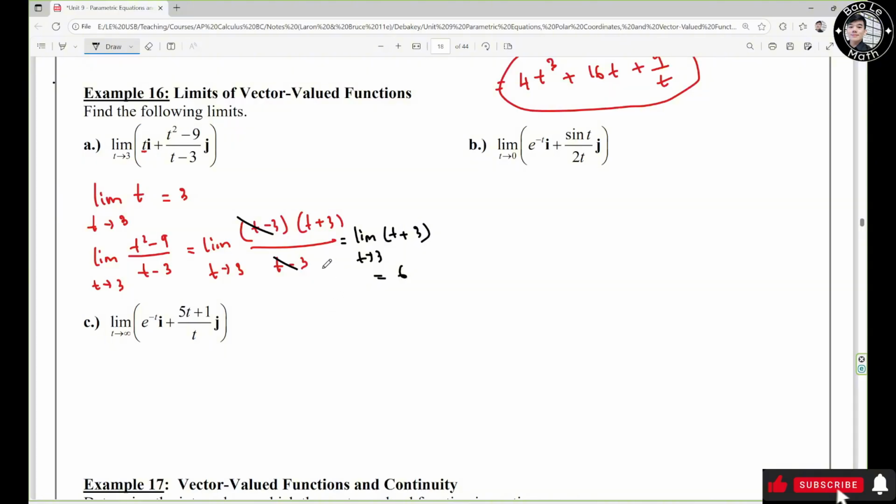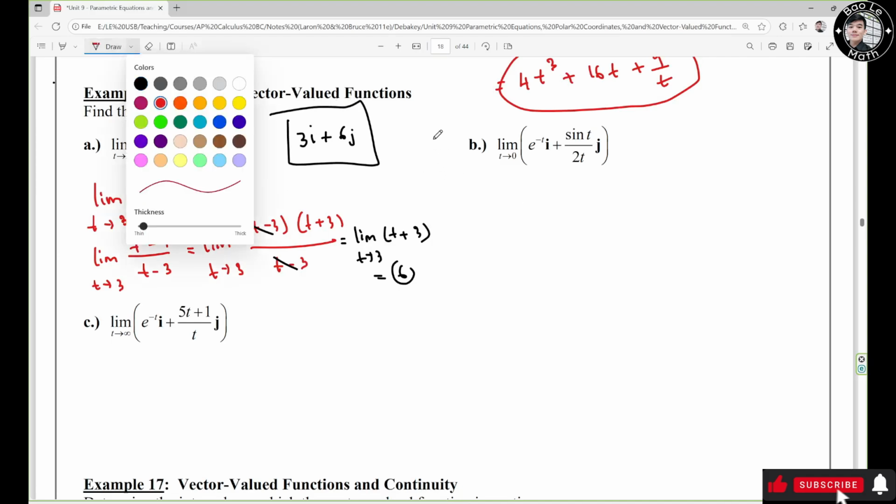So the final answer is 3i, right? And 6 right here should be plus 6j. This one is the final answer, right?